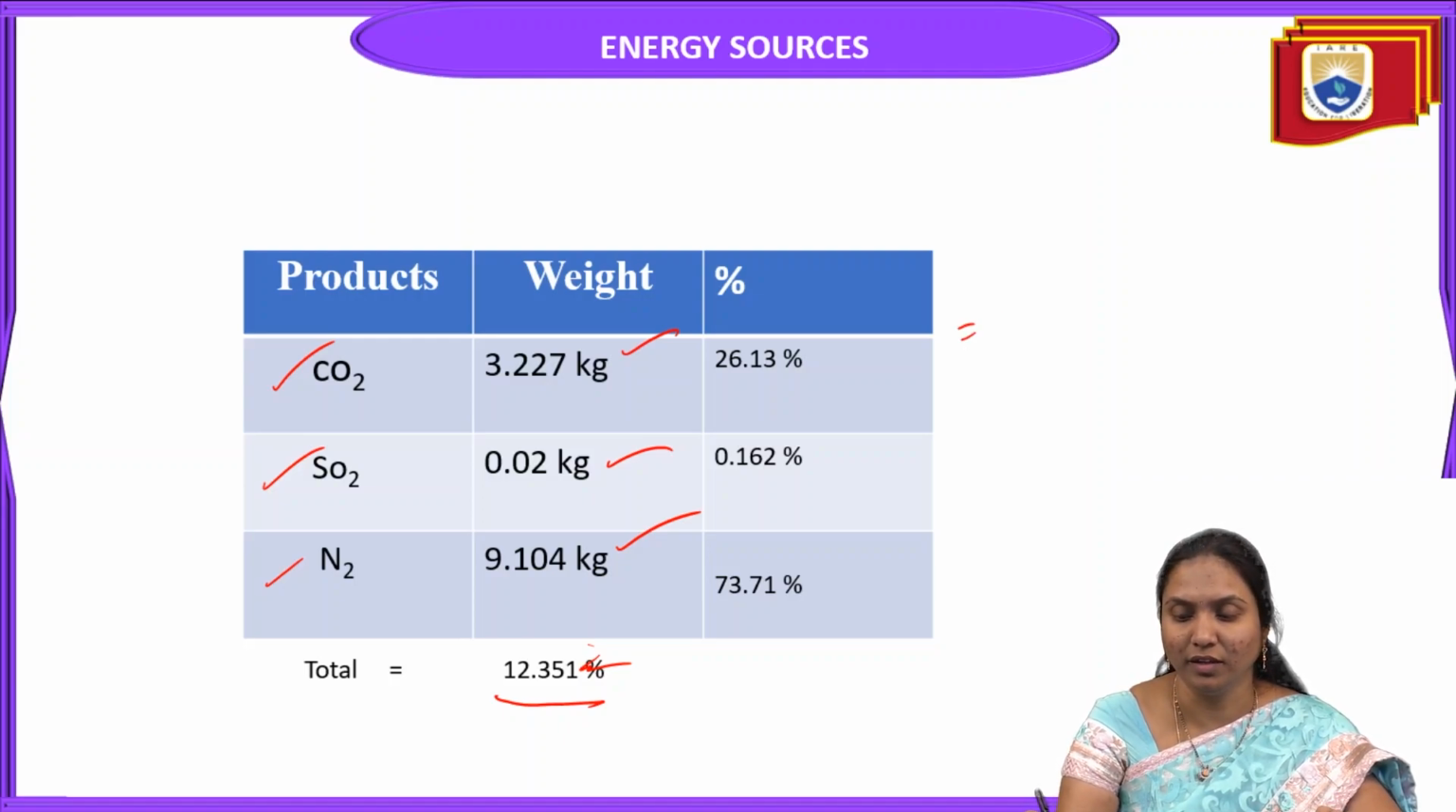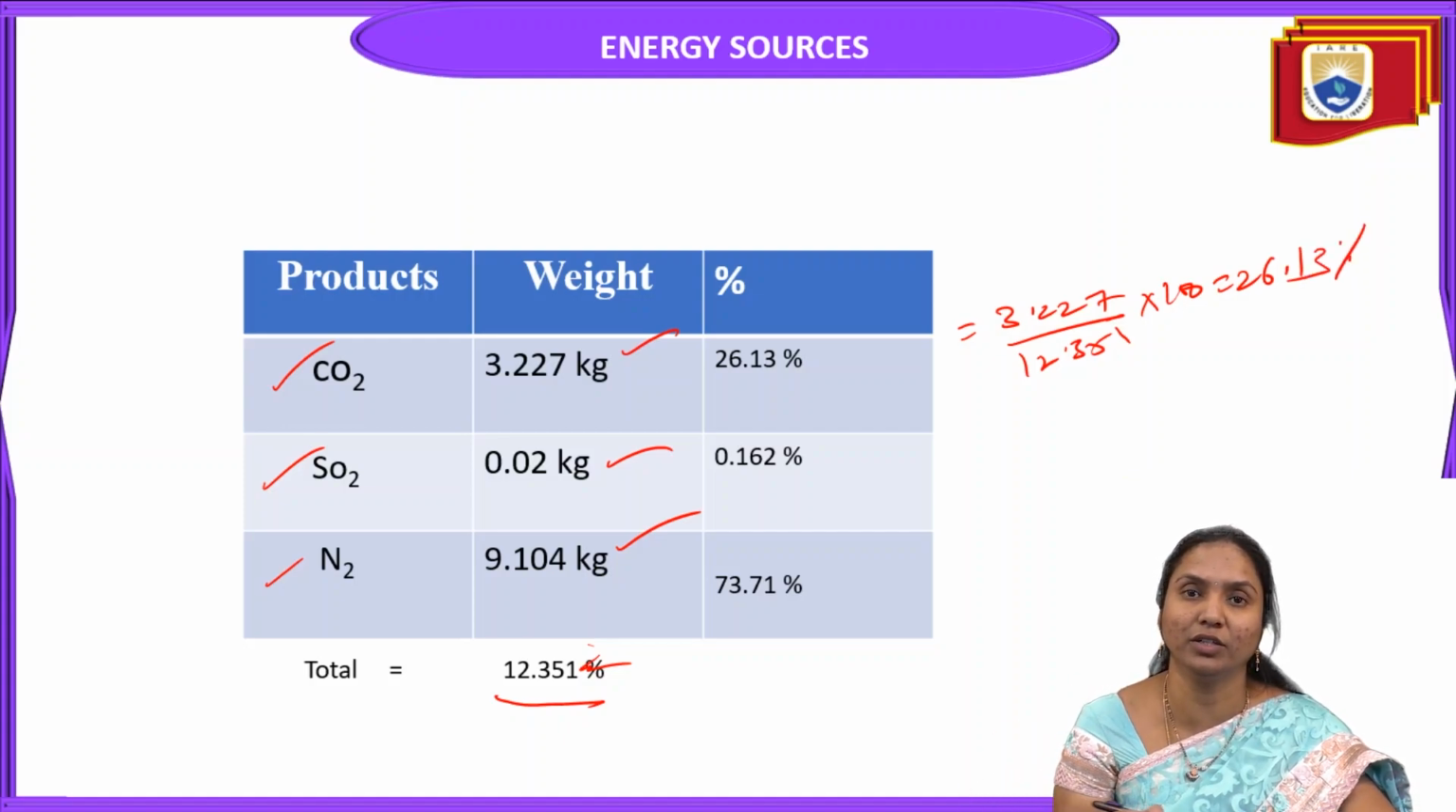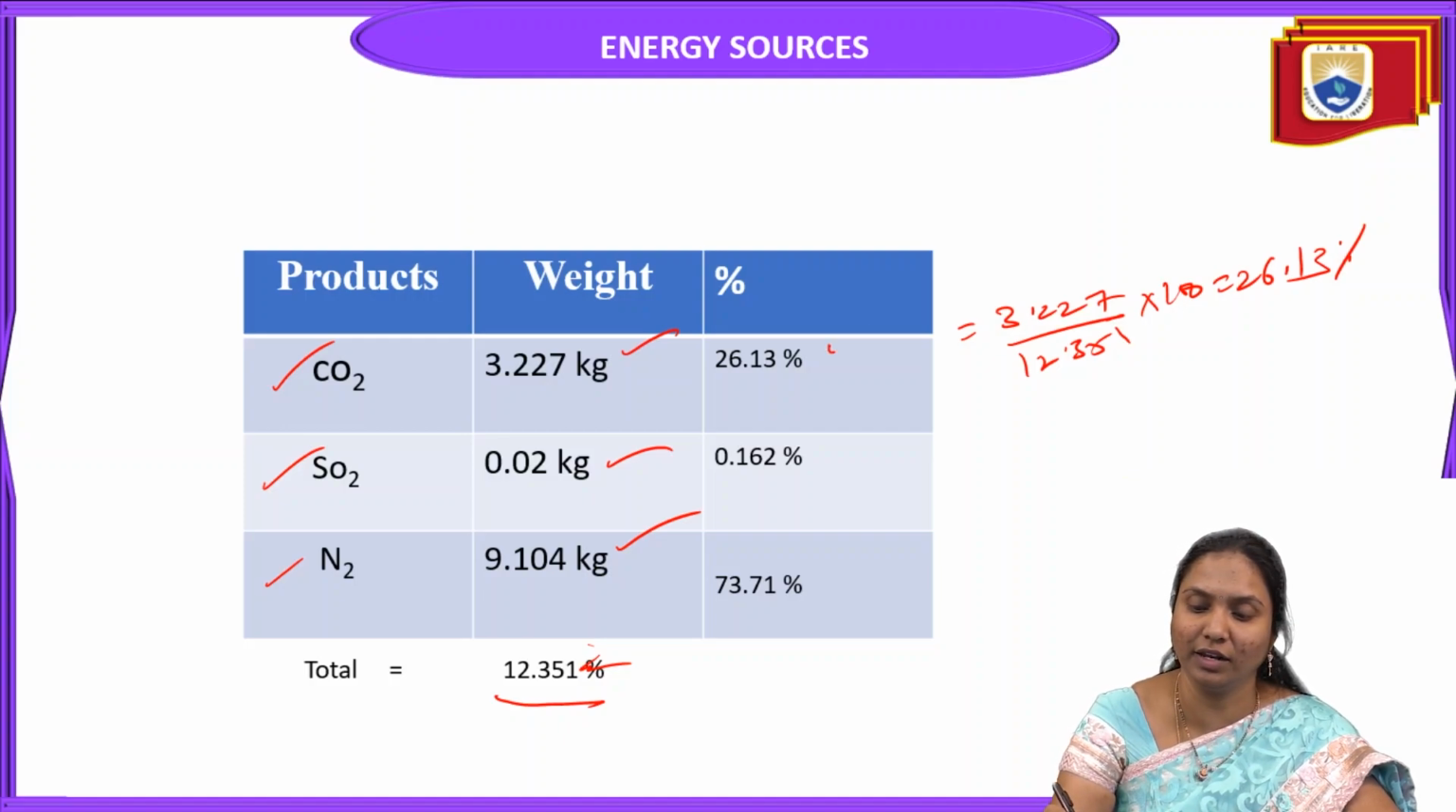That means 3.227 by 12.351 into 100. In this case, you'll get 26.13 percent. In this way, you can convert weight to percentage: the weight of the dry product divided by the total weight of dry products into 100. Finally, you'll get this percentage.